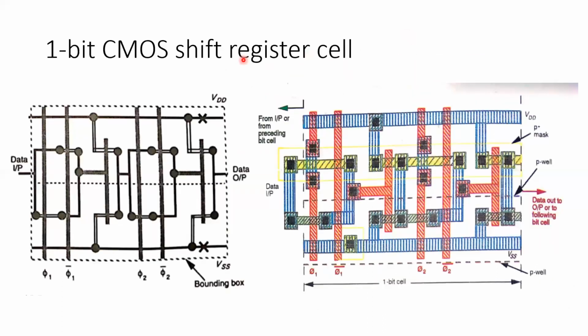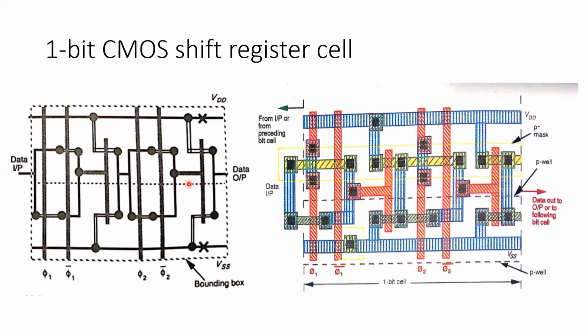So last example which I'm going to consider in this presentation is a 1-bit CMOS shift register cell. So on the left hand side you can see a 1-bit CMOS shift register stick diagram which has a transmission gate in the first stage and one CMOS inverter in the first stage. Similarly, one more transmission gate in the second stage and one more CMOS inverter on the second stage. So this complete stick diagram represents a 1-bit CMOS shift register.